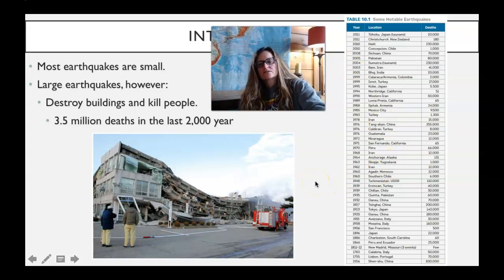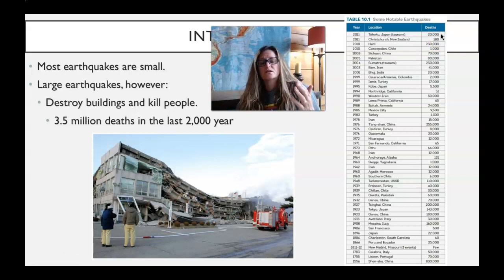But the large earthquakes can really topple a city because of the buildings that fall, and because of the falling buildings, people die. So there have been 3.5 million deaths in the last 2,000 years because of earthquakes. The table here on the right then shows at the top, we're starting at 2011. That's the last really big earthquake that had a huge impact, and 20,000 people died in that event. And that was mostly due to the tsunami that occurred.